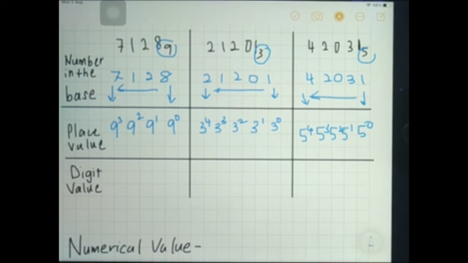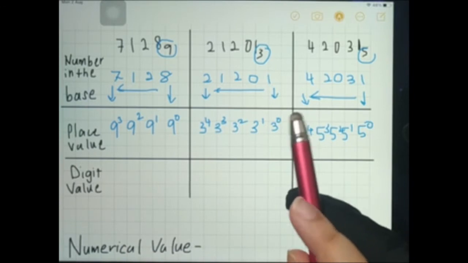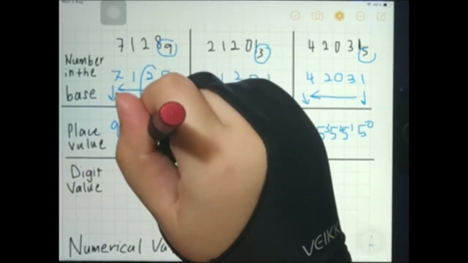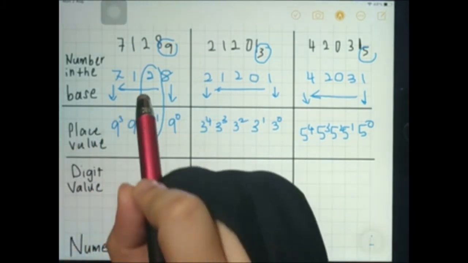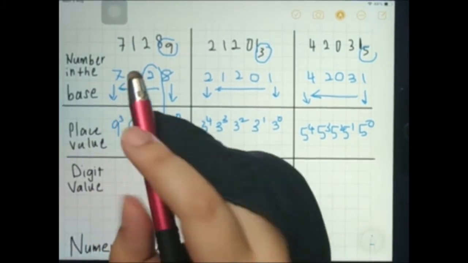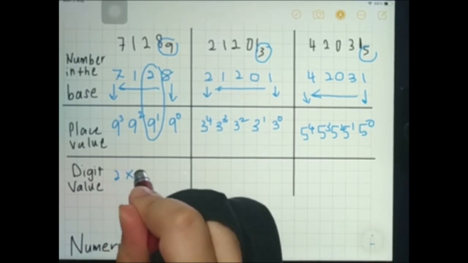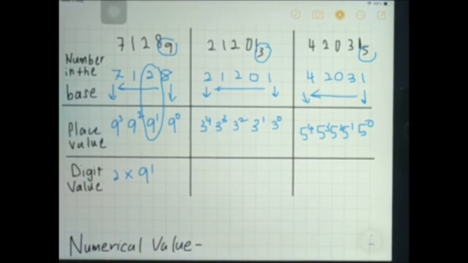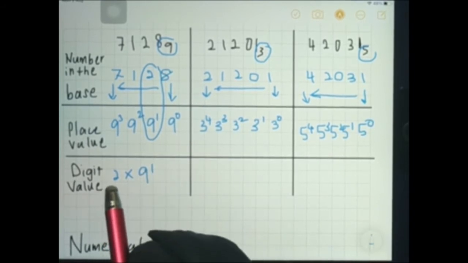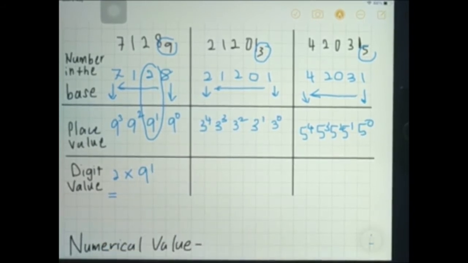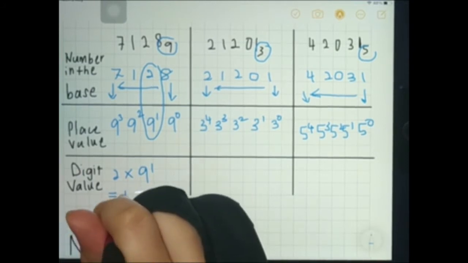So for digit value, to give a better understanding, I will use, say, 2 here, and the place value 9 to the power of 1. So the digit value of 2 in base 9 is 2 times 9 to the power of 1. We include the power, so 2 times 9 to the power of 1. A power of 1 is always the original number, so 2 times 9 is 18.